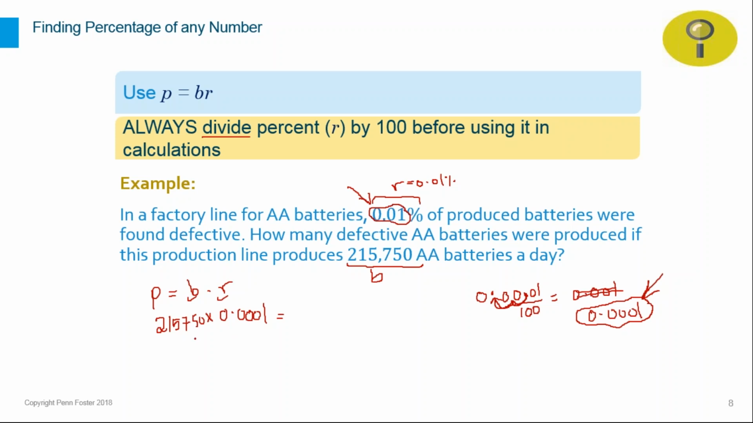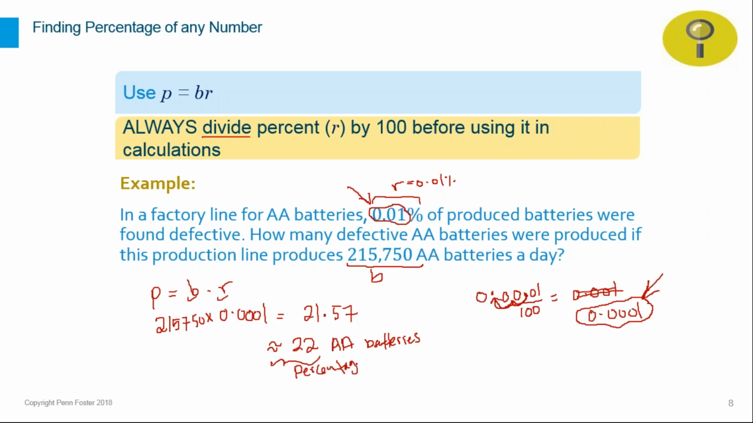If you use your calculator, you're going to punch that number times this number in on your calculator, and that will give you 21.57. Well, since we are talking about batteries, I can round this number and say that approximately 22 AA batteries are produced defective in this factory line. So this is the percentage.